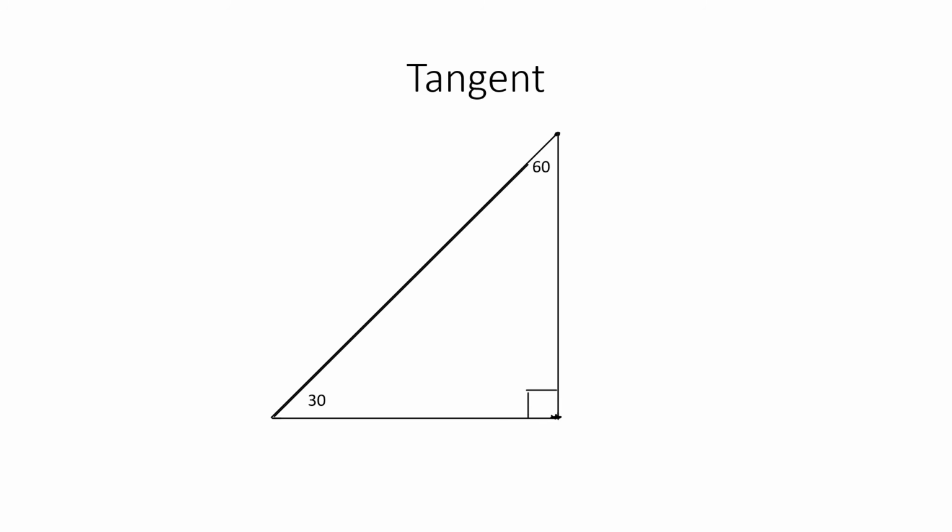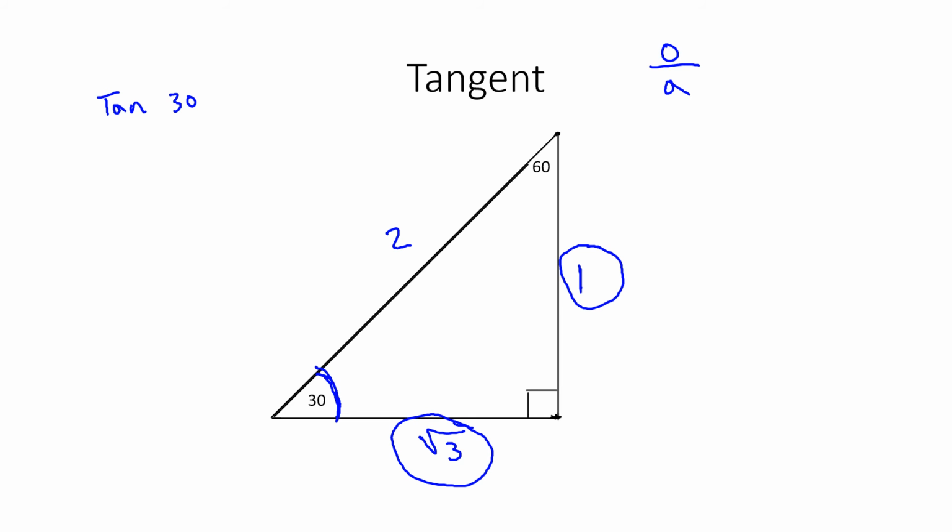If we want to find the tangent, first of all, we remember that the tangent is opposite over adjacent. So let's go ahead and fill in the sides. So opposite 60 is radical 3, opposite 30 will be 1, and the hypotenuse here is 2. So let's say that we had to find out what the tangent of 30 was. So here's 30. Directly opposite 30 is 1, and adjacent to 30 is radical 3. So we would have 1 over radical 3.